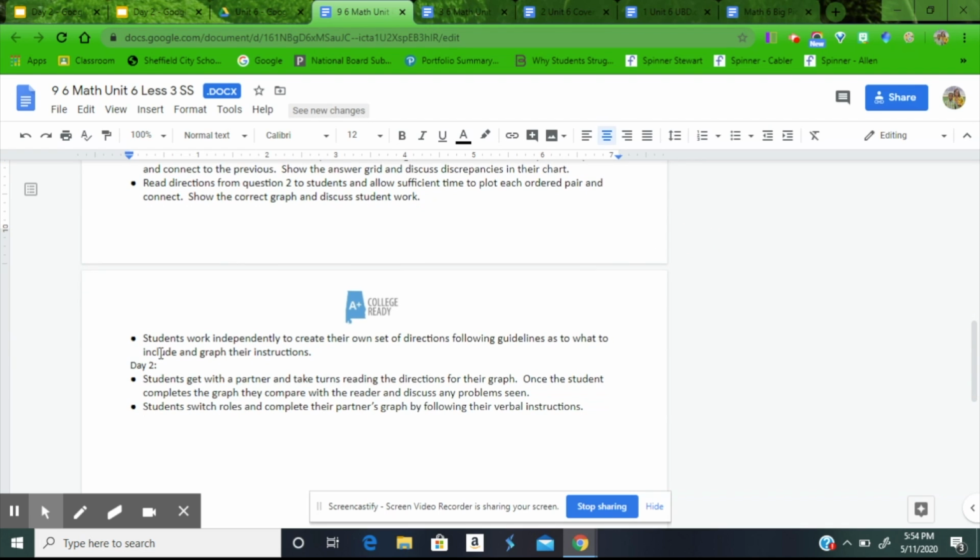The next step is to have students work independently to create their own set of directions, following guidelines as to what to include and graph in their instructions. We'll cover that part in the middle part of day 2, and then when we come back for our final Zoom meeting, we will actually cover day 2's procedures, where students will get with a partner and take turns reading the directions for their graph. Once the student completes the graph, they compare with the reader and discuss any problems seen. Students switch roles and complete their partner's graph by following the verbal instructions.